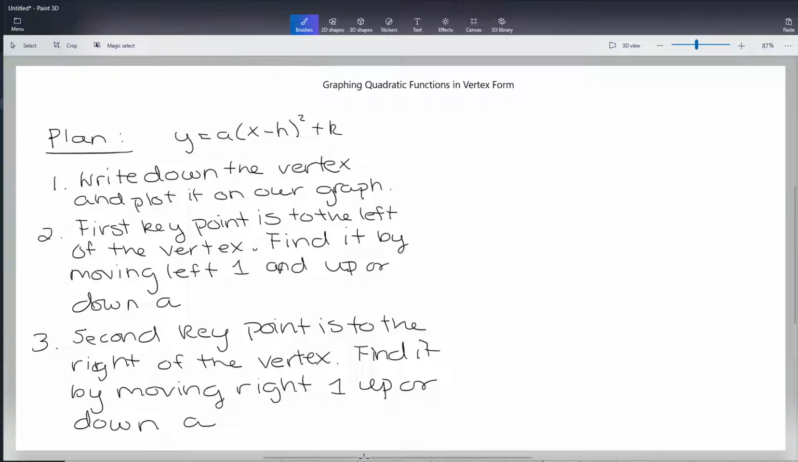So if you want to think about this and compare it to how we graphed lines, this is very similar to the slope-intercept method. In the slope-intercept method, we started by graphing the y-intercept. And in this example, we're starting by graphing the vertex. Then in the slope-intercept method, we used the slope to find a second point. And here, we're using the A value to find 2 other key points. Now, let's look at an example of how to actually do this.